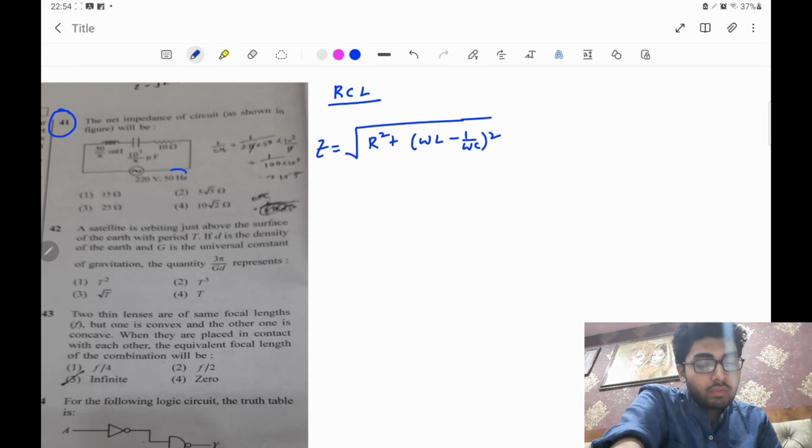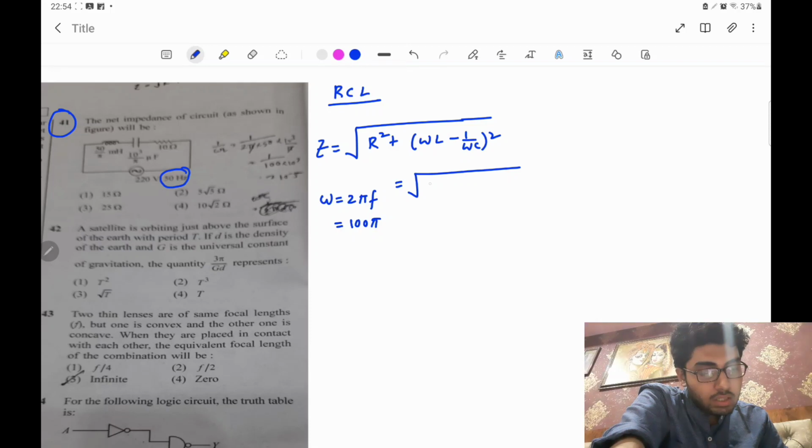Now see, the frequency has been given as 50 Hertz. So you know that omega is actually calculated as 2 pi f. So it is actually going to be how much? This is going to be, if I am not wrong, 100 pi. Okay, so you just have to put all the values here. So just let me put the values.